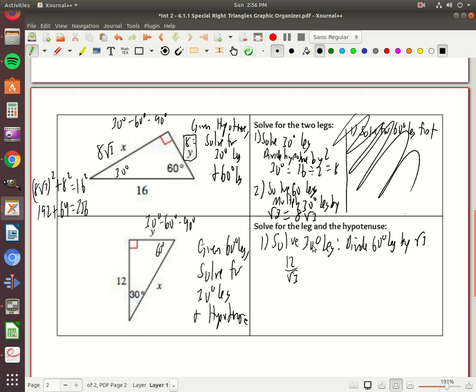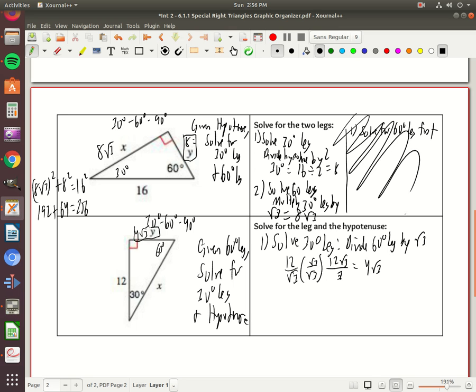So anyways, I have to rationalize this denominator. I will get 12 times the square root of 3 over 3. Now I can simplify the 12 and the 3, right? And I will get 4 times the square root of 3. So I know that my 30-degree side is going to be 4 times the square root of 3.